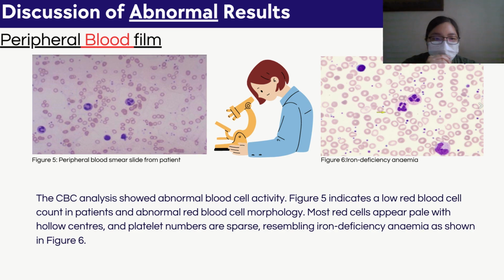In this slide, a peripheral blood film is being used and it reveals a low red blood cell count and abnormal cell size, consistent with iron deficiency anemia, and a picture of the patient's blood smear and a picture of iron deficiency anemia are being shown.